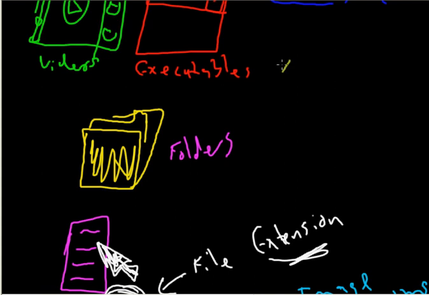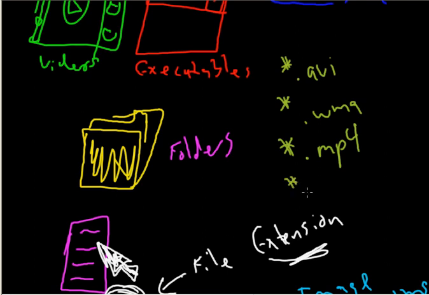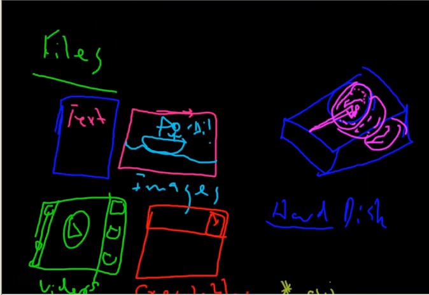And so some video file extensions are .avi, .wmv, and let's see another one. There's tons and tons and oodles. Oh, MP4, .mpeg.